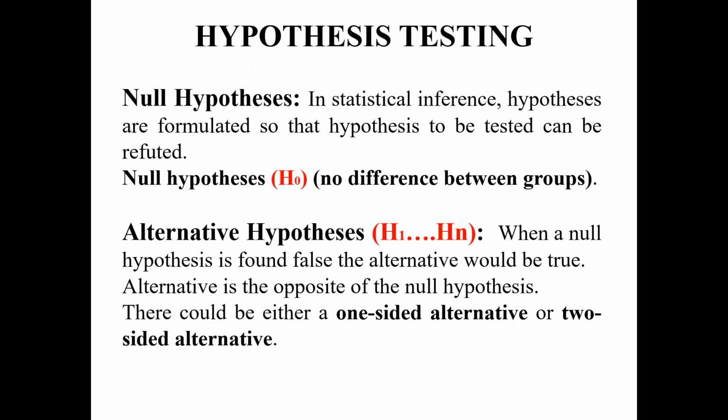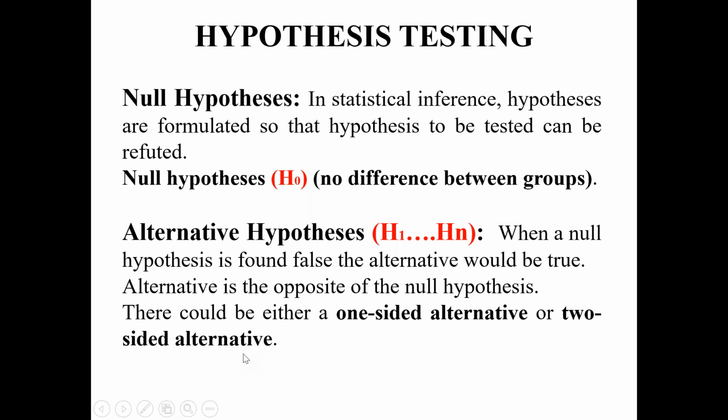So as I've already told you, the hypotheses are formulated to be tested or refuted. The null hypothesis H0 shows no difference. The alternate hypothesis could be H1, H2, Hn. When a null hypothesis is found to be false, then we say that the alternate hypothesis is true. The alternative is the opposite of the null hypothesis. There could be either a one-sided alternative or a two-sided alternative.